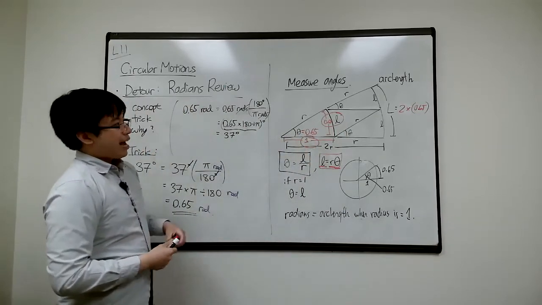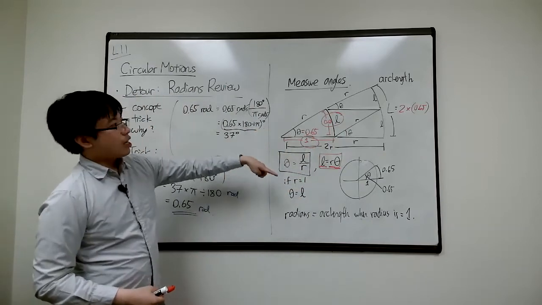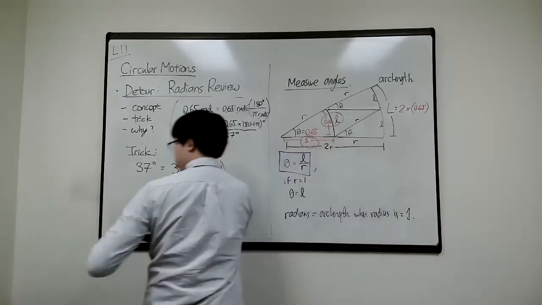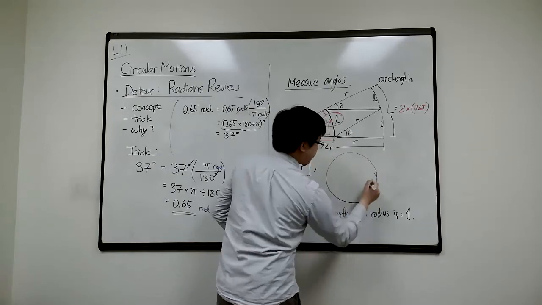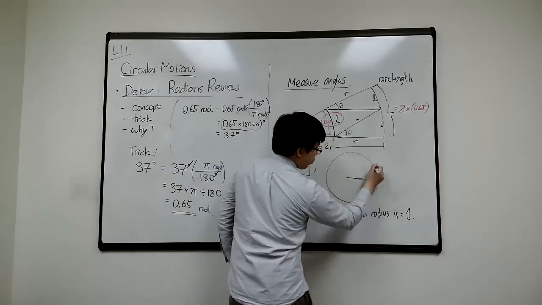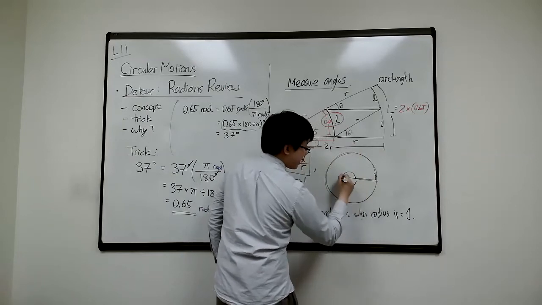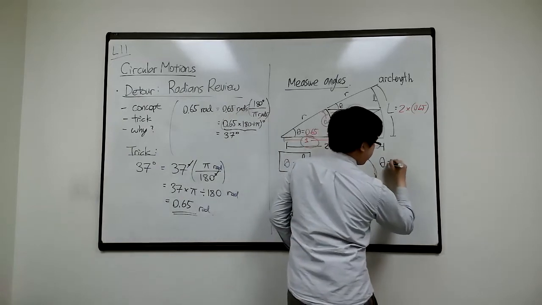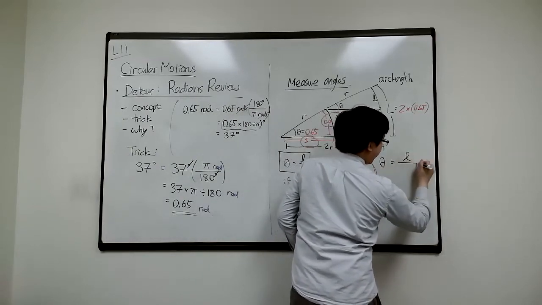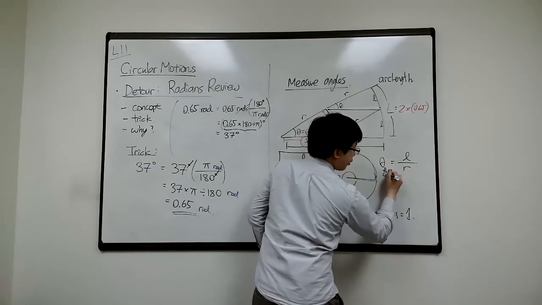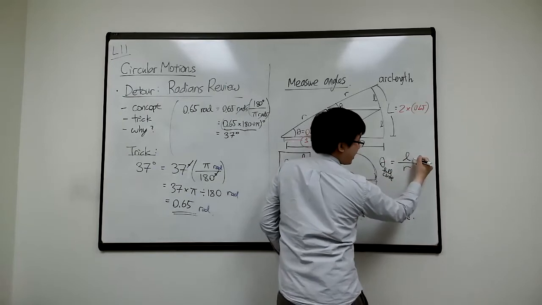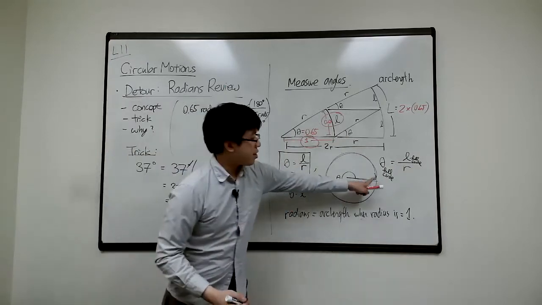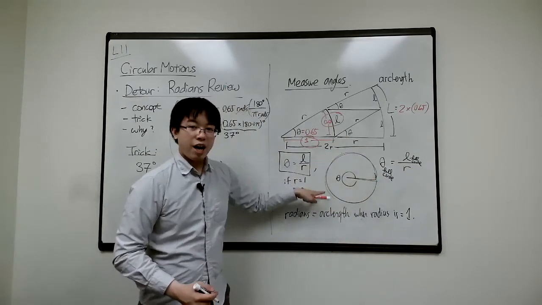Now, the final thing is, what about a full circle? What is the angle for a full circle? So this is a full circle, and I need to move through the whole angle. Let's write it over here: theta equals L over R. If I go full circle, I want the theta for the full circle. I need the arc length of the full circle divided by the radius. What's the arc length of a full circle?